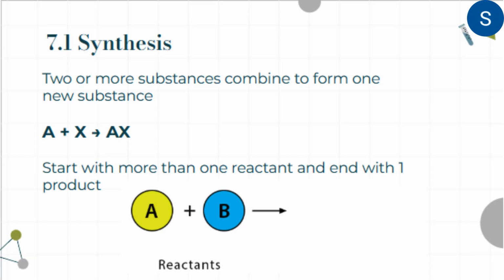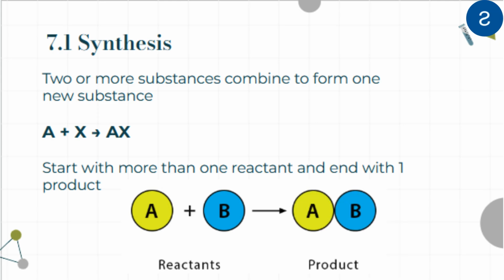Starting off with synthesis reactions, this is when two or more substances combine to form one new substance. This is shown by A plus B resulting in a combination of AB. This represents a typical synthesis equation where an element plus an element results in a compound.